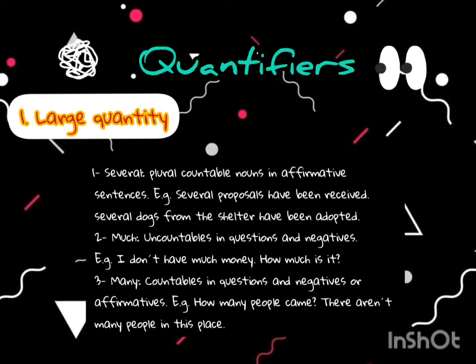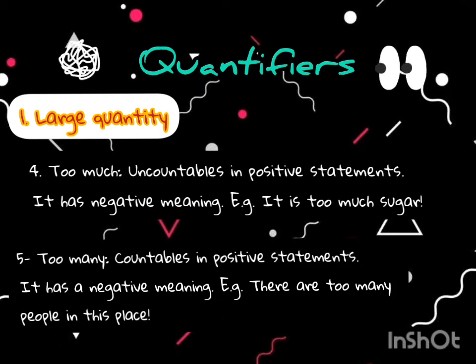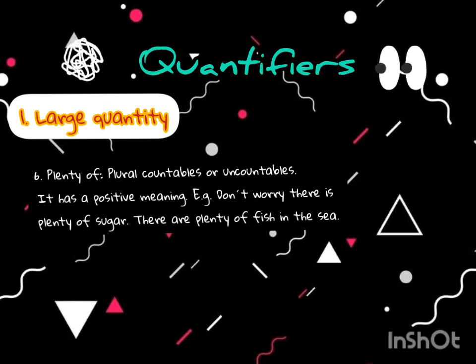We can also vary this with too much or too many. Too much and too many have a negative meaning. They mean more than I want or more than needed, and they are used in positive statements. We can also have plenty of, which is used plus plural countables or uncountables in positive statements. Plenty of has a positive meaning.